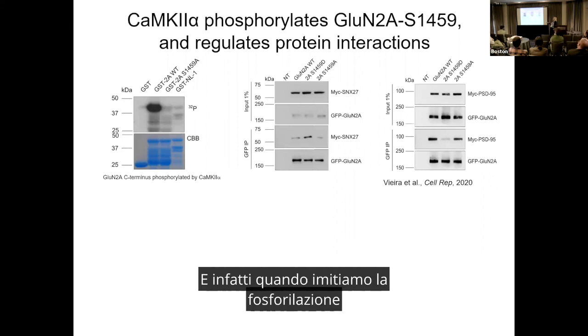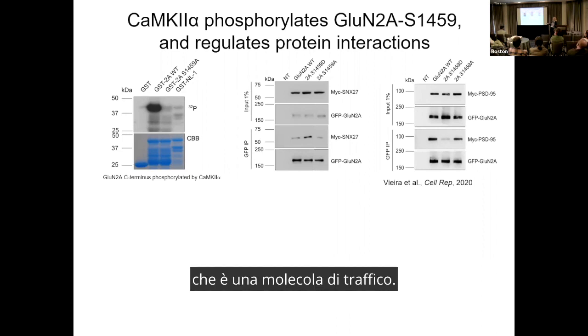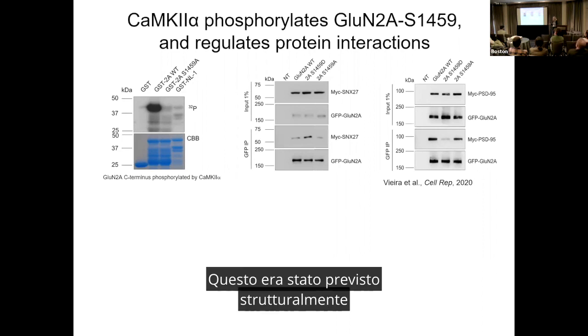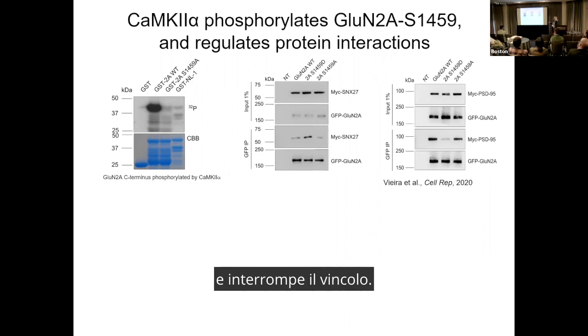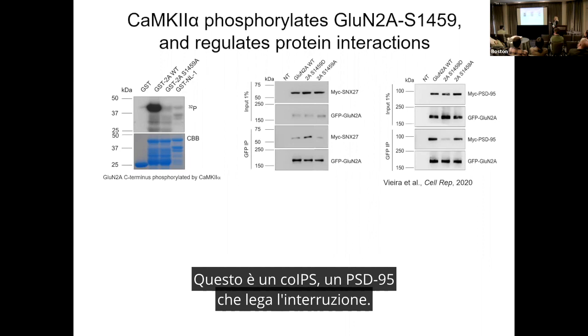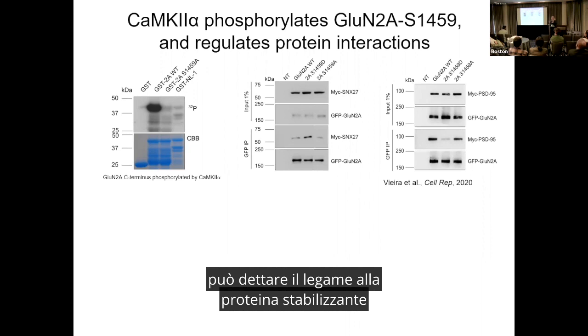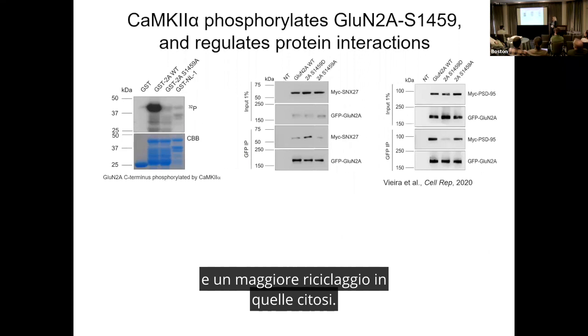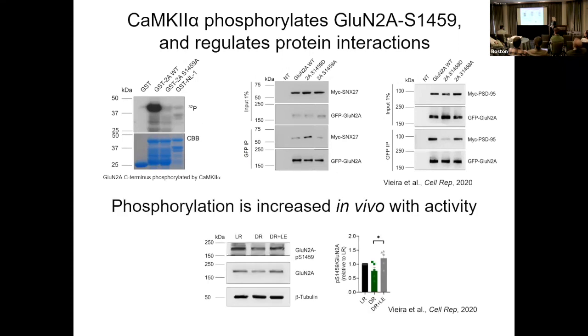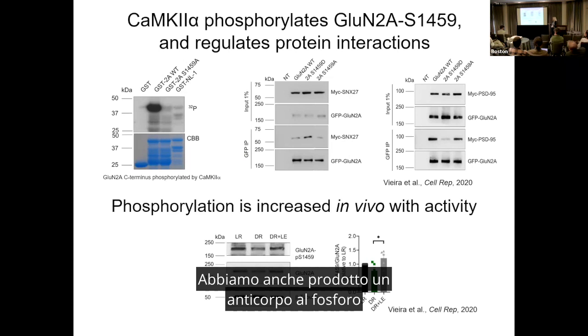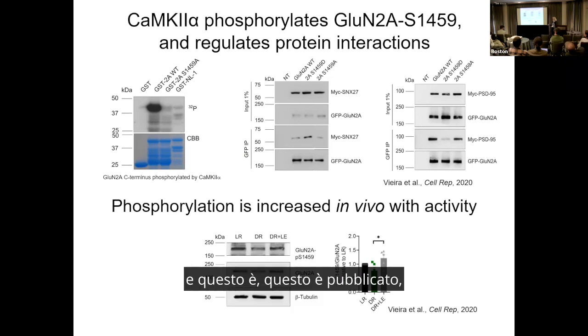And indeed, when we mimic phosphorylation of this particular residue, it enhances binding to sorting nexin, which is a trafficking molecule. This had been predicted structurally. And it disrupts binding to PSD95, this is a co-IP assay. So this one residue, by either mimicking being phosphorylated or being unphosphorylated, can dictate the binding to a stabilizing protein, to stay on the surface, or a trafficking molecule, and increase recycling, endocytosis.